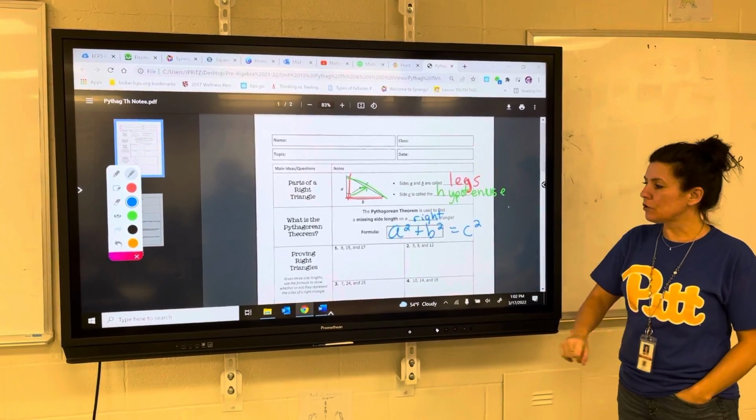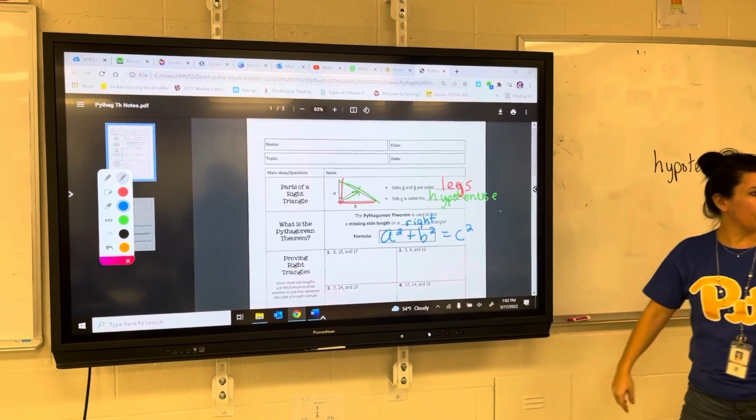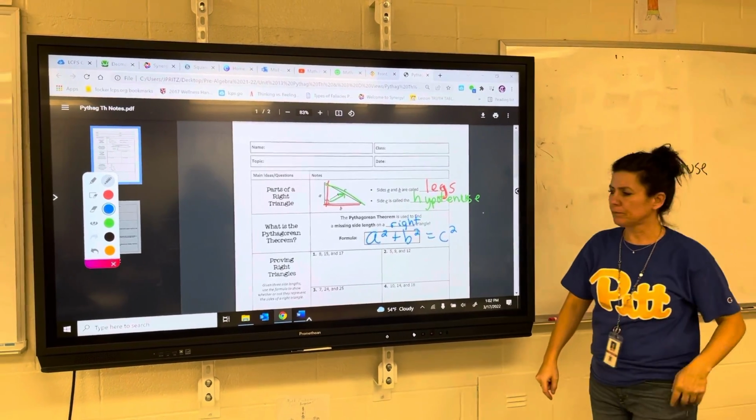So the first thing we're going to do is prove that these figures are a right triangle. Just put it on my desk, please.